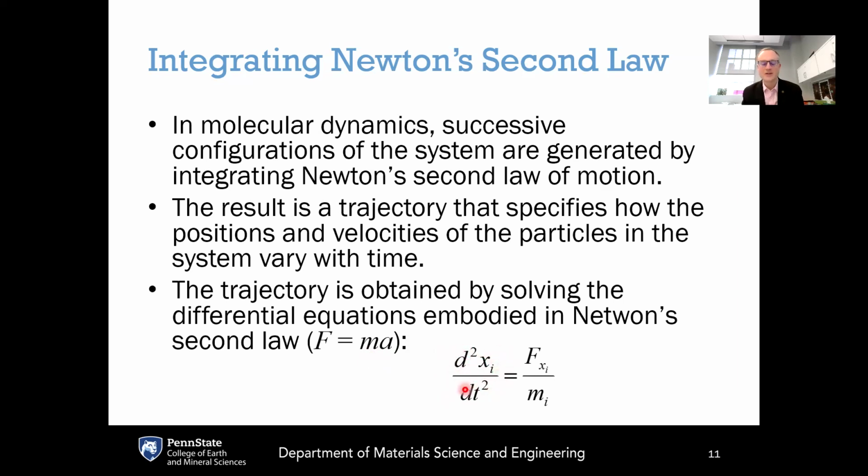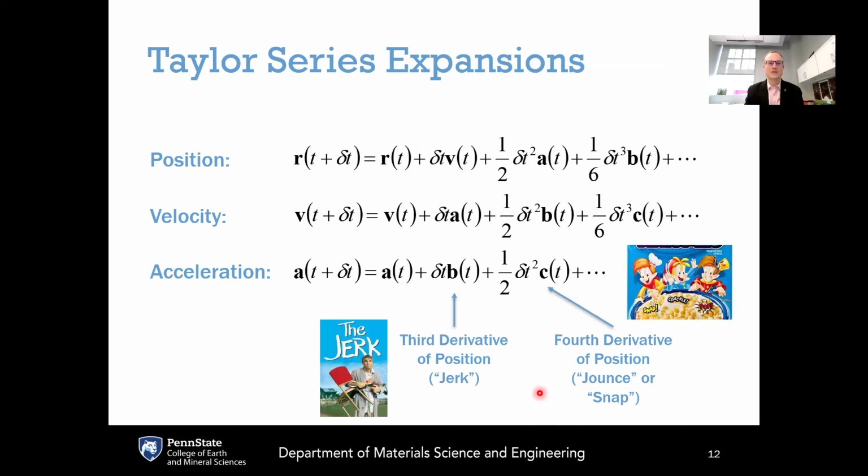The acceleration is the second derivative of the position with respect to time. And then that would be equal to the force that is acting along that direction. So if this is the acceleration for xi, this would be the force acting along that xi direction divided by the mass of that particular atom, m sub i. How do we do this?